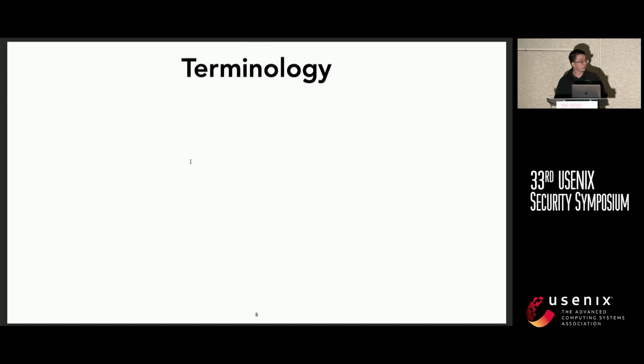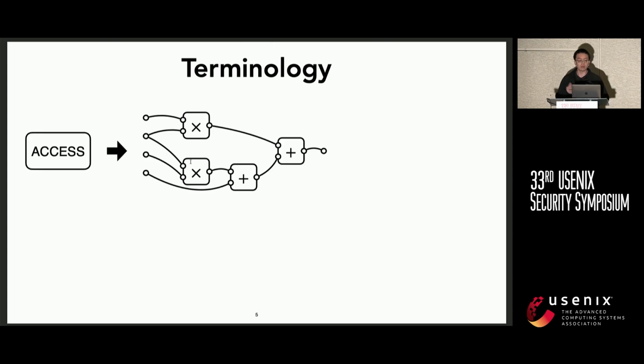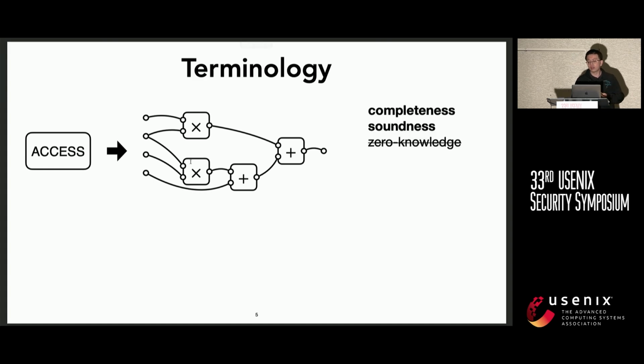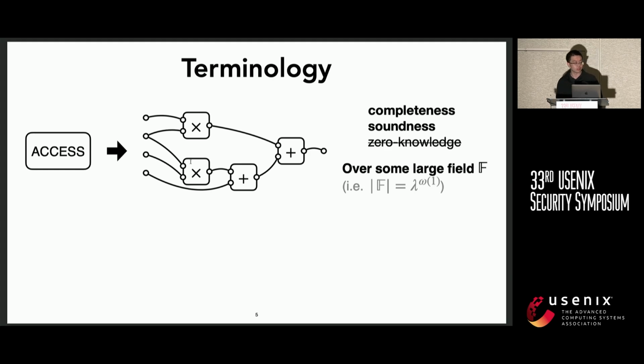Good, so before we kick off, let me set up some terminology for today's presentation and clarify several things. The first thing I want to clarify is what we mean by building an access gate. Essentially, we want to compile this access gate into just circuits with addition and multiplication gates. Therefore, we only need to focus on completeness and soundness. The zero knowledge basically comes for free because it's taken care of by the backend zero knowledge proof protocols. And for simplicity, I'm going to assume that this circuit is defined over some large enough field F, where the size of the field is some superpolynomial in the security parameter lambda.